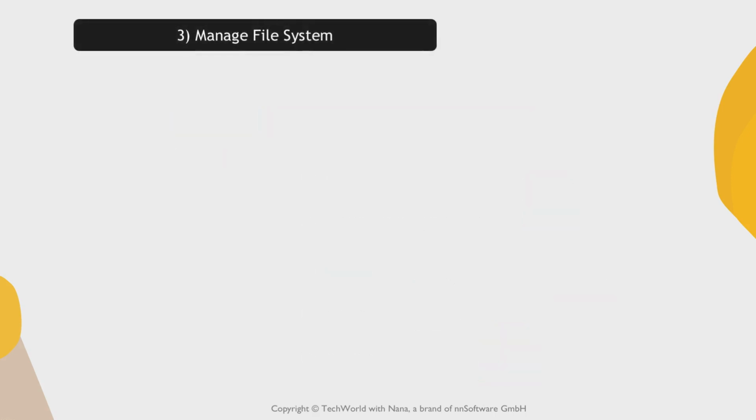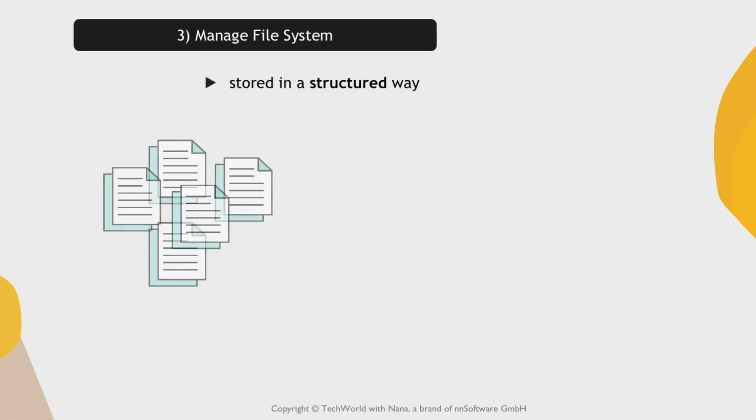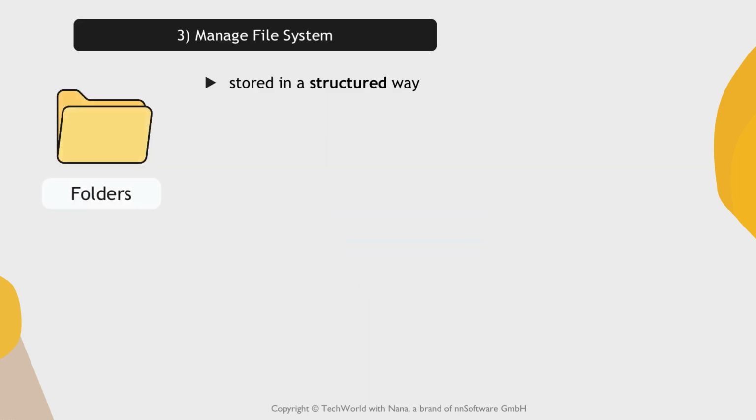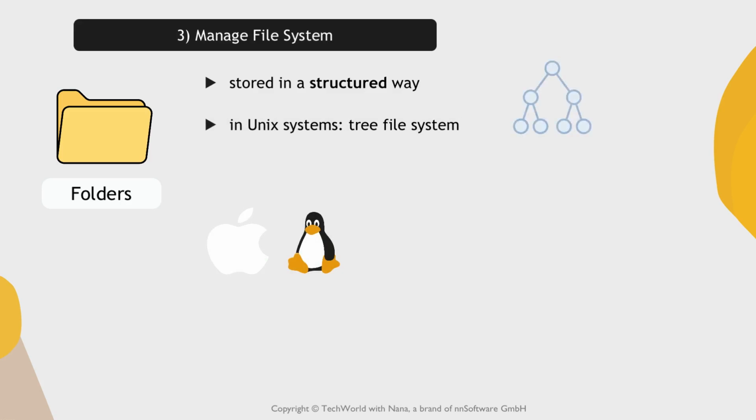But note that the operating system actually handles storing all this information in a structured way. So your storage is not just one big bucket where you throw all your data in. It's actually structured in a meaningful way with what we call folders or directories. In Unix-like systems, like Linux or macOS, for example, the file system is structured in a tree form. You have the root folder of the file system and you have the subdirectories. And you can build a whole tree-like hierarchy of those folders and files.